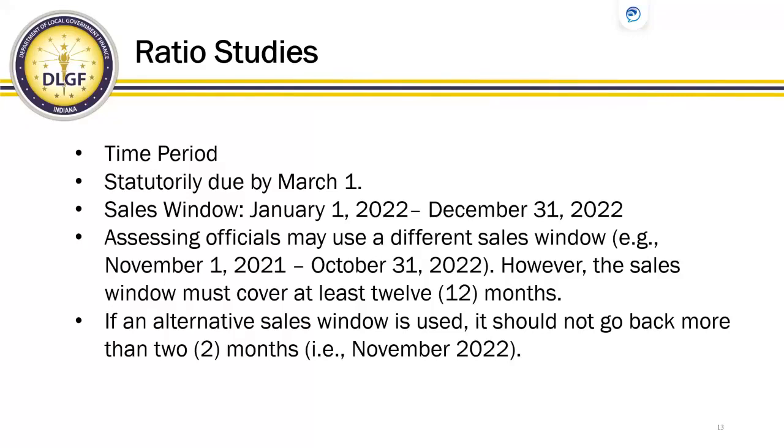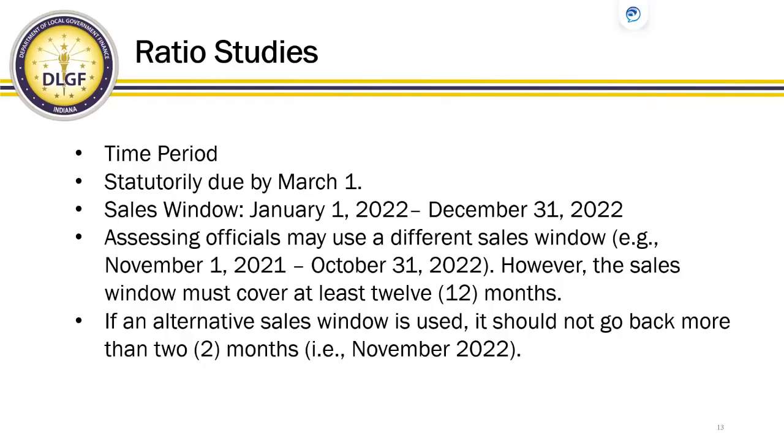Assessing officials, we started this last year. We did not have anybody do this last year, but we did start this last year, that assessing officials may use a different or an alternative sales window. In this case, say, for example, November 1st, 2021 to October 31st, 2022.